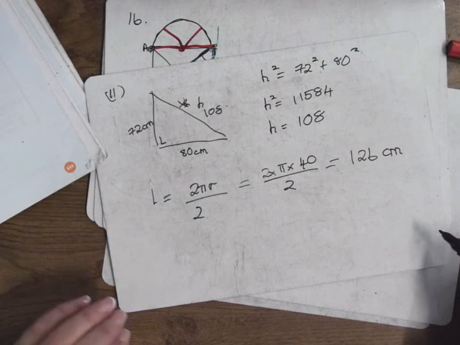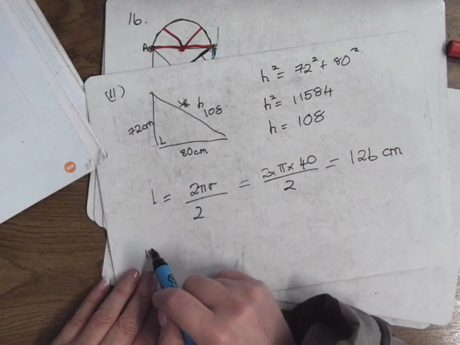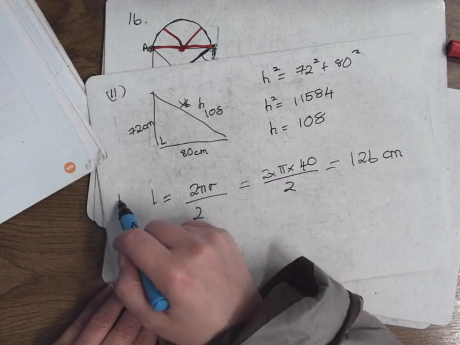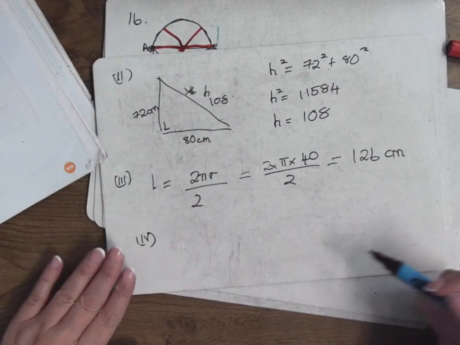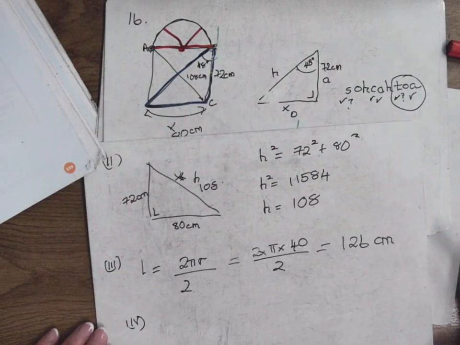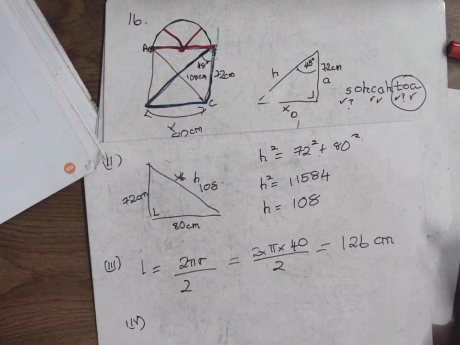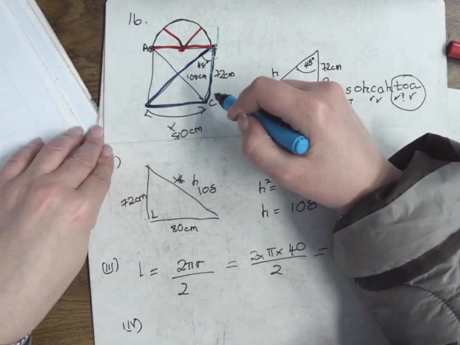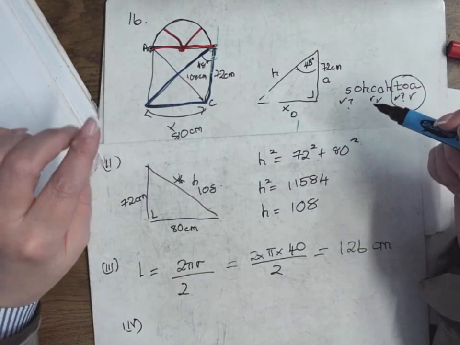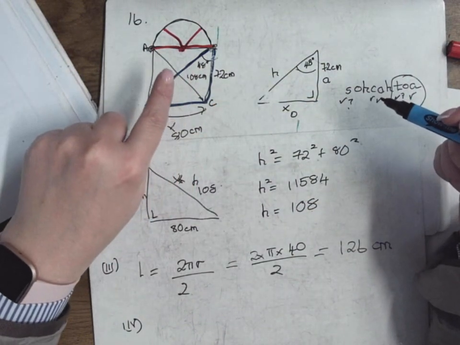You all with me? Finally, the last bit, part 4. So this is part 3. Part 4: the total length of metal needed to build this frame. Okay, right. We have it all done already, so it's just a case of adding a few numbers. So every bar, we've actually got the measurements for. We just need to add up all the bars that they have.